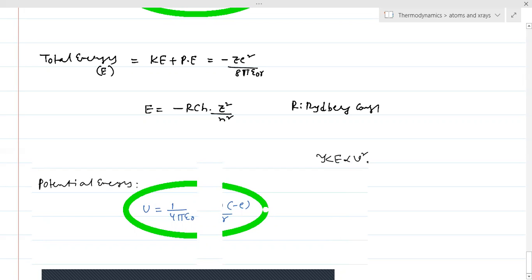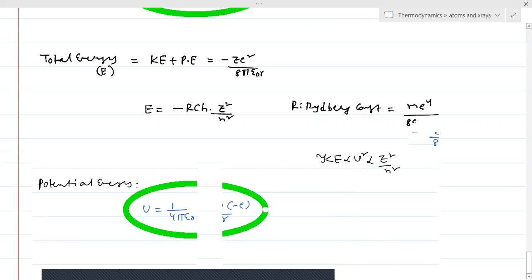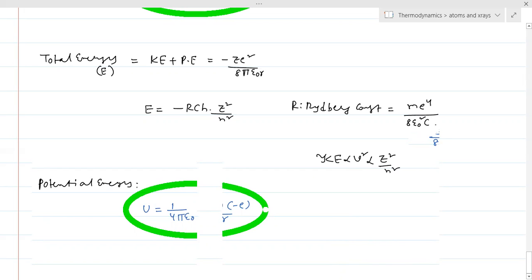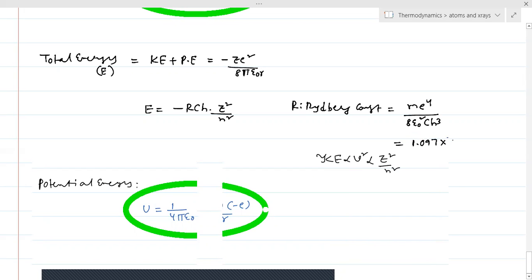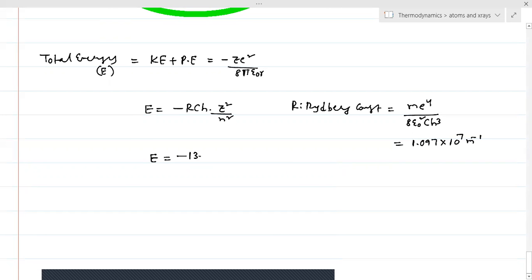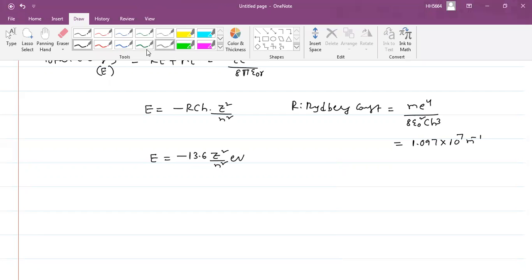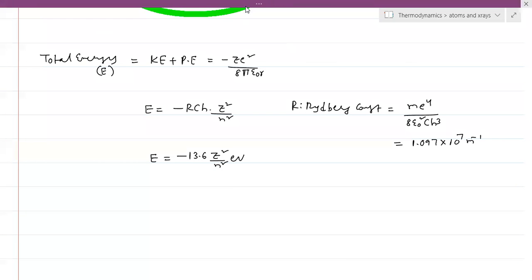R is the Rydberg constant, equivalent to me^4 by 8 epsilon naught squared c h cubed. Its value is nearly 1 into 10 power 7 meter inverse. So again, by substituting all the desired values, finally we are going to get E equivalent to minus 13.6 into Z square by n square electron volts.